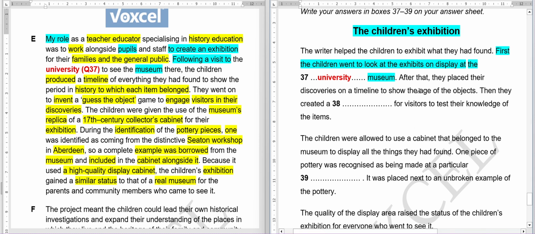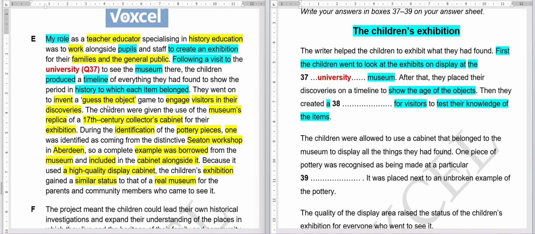So let's continue. After that, they placed their discoveries on a timeline to show the age of the objects. So we have read something about timeline. Yes, here it is. So they produced a timeline so that they can show which item belonged to which particular time period. So show the age of the objects. Then they created a, again there is an article, so it should be some kind of noun, for visitors to test their knowledge. So they created something so that visitors can test their knowledge of the items.